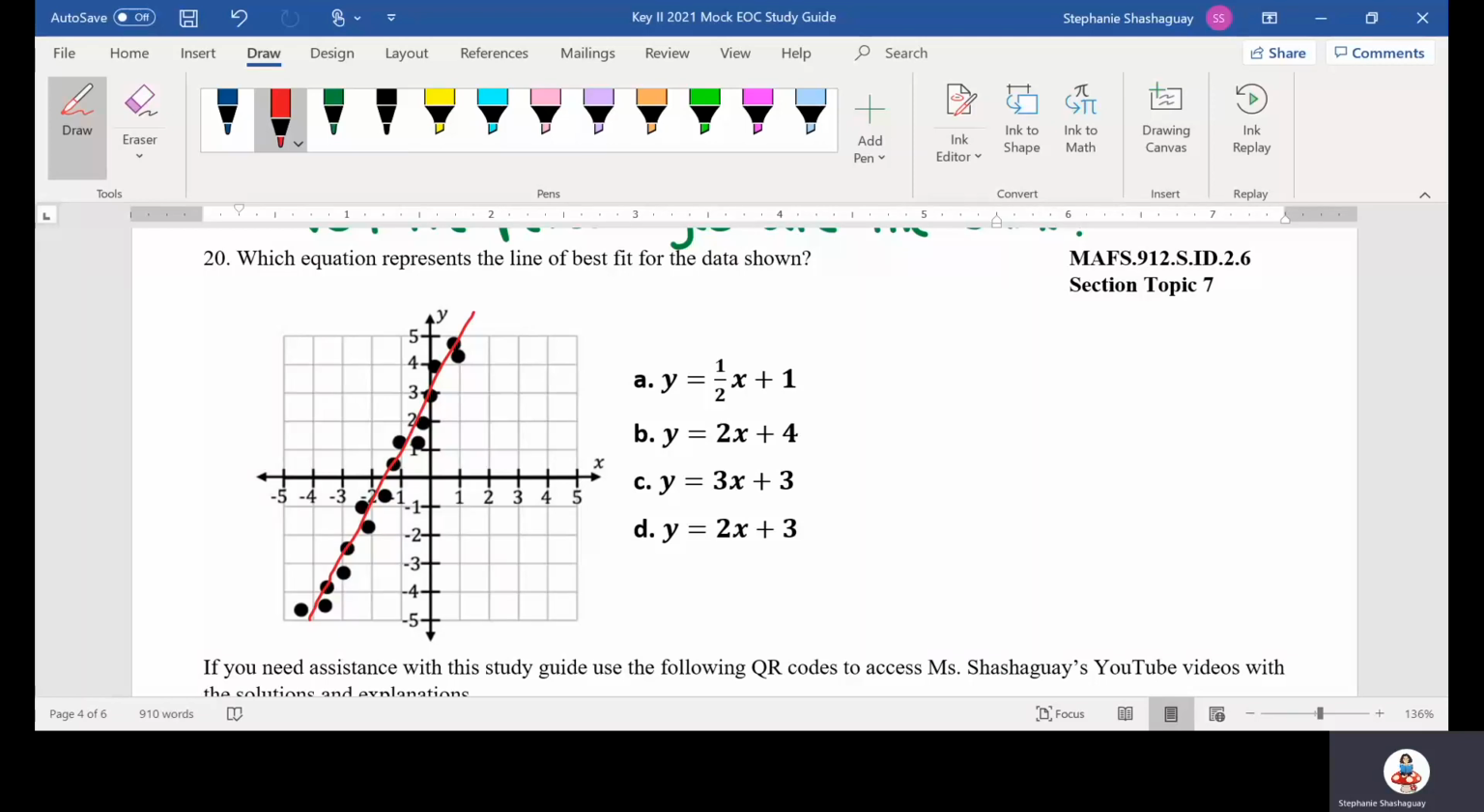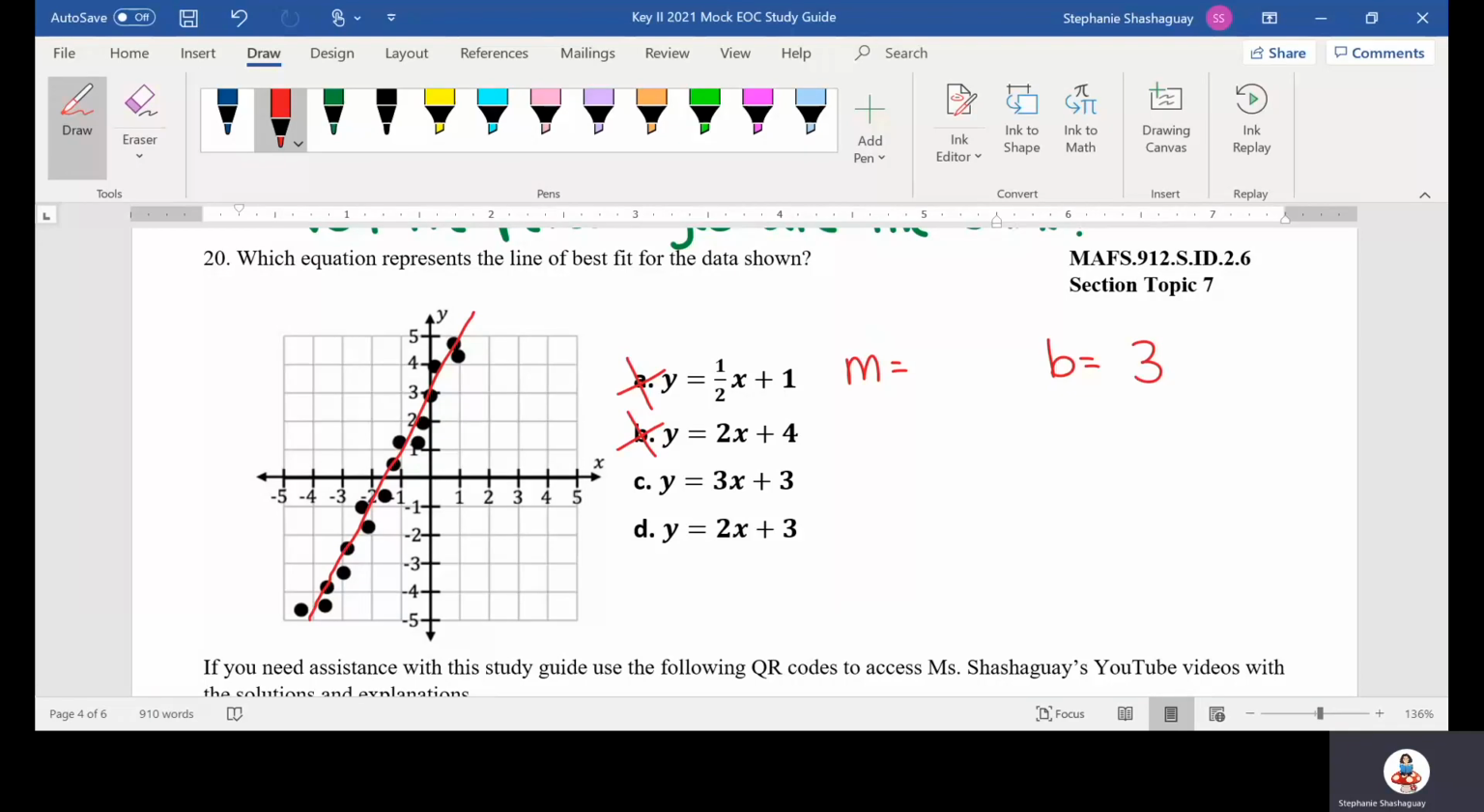So when we're figuring out or matching an equation, we care about two things, the slope and the y-intercept, which is b. Our b term here needs to be a positive 3. So immediately looking at options A, B, C, and D, I can cross out A and I can cross out B because the y-intercepts of 1 and 4 are not correct for the line of best fit. So now I need to look at my slope. Is my slope closer to 3 or 2?